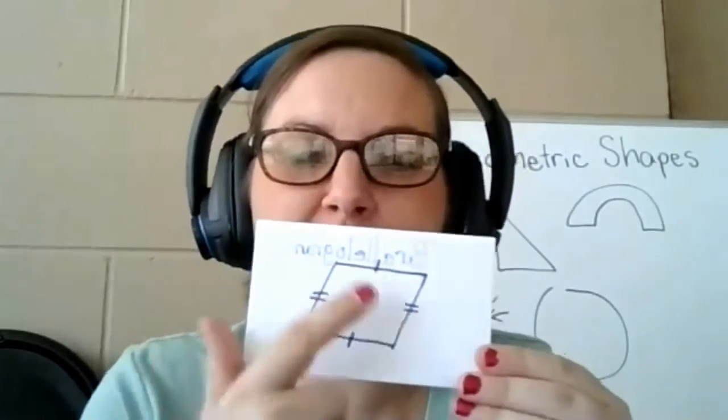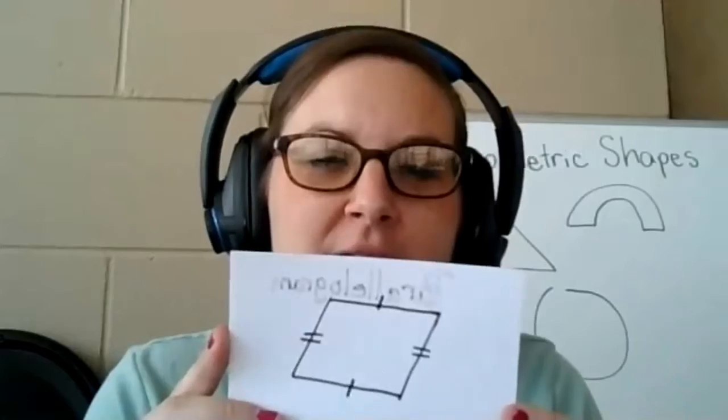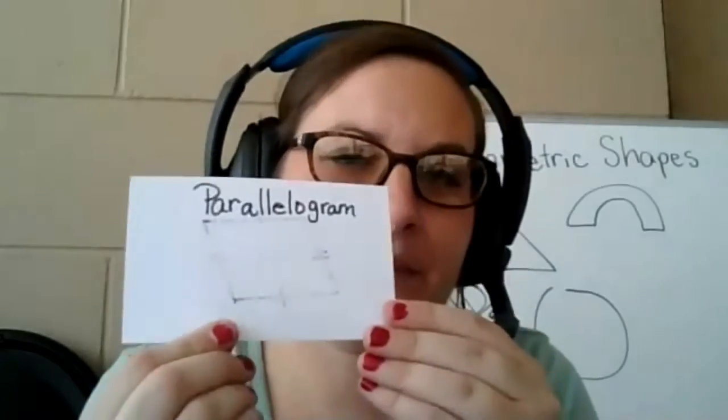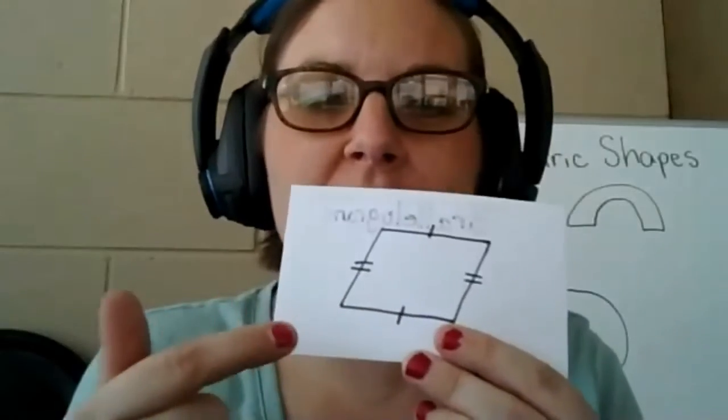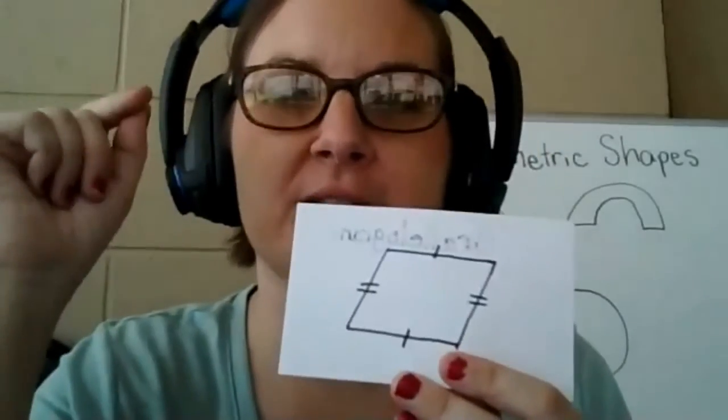Okay. All right. So we have quadrilaterals. We're going to talk about them now. They all have four sides. So we're going to break them apart. The first one I'm going to show you is a parallelogram. This is a parallelogram. A parallelogram is parallel. So let's go through the steps.